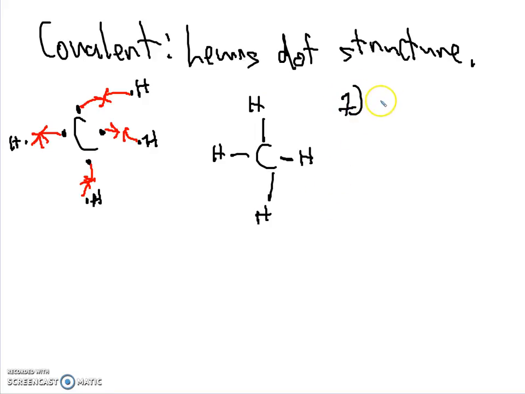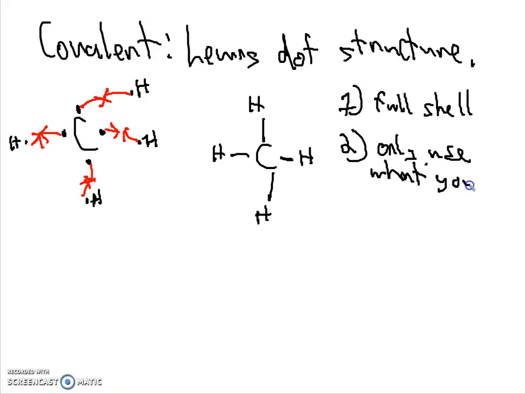So a couple rules here. You want full shells. So that means either 2 or 8. Also, don't, how should I say this? Don't make up electrons. Okay, I'll say it this way. Only use what you start with. So here I started with a total of 8 electrons, 4 from carbon and then 1 from each hydrogen. And so here I have 4 bonds, 2 electrons each. I still have 8 electrons, so it's okay.